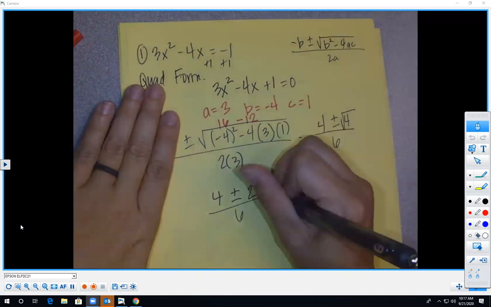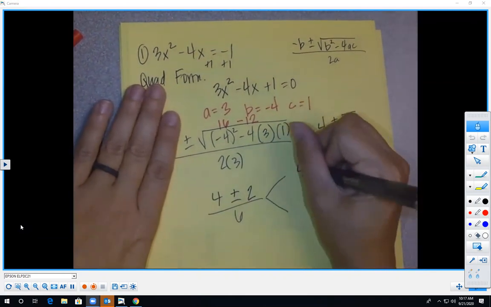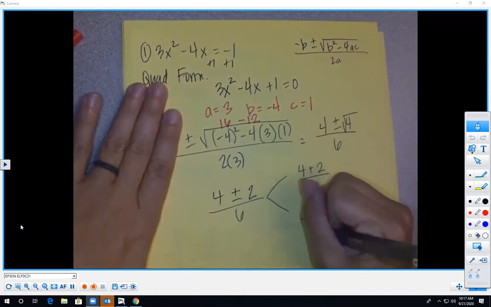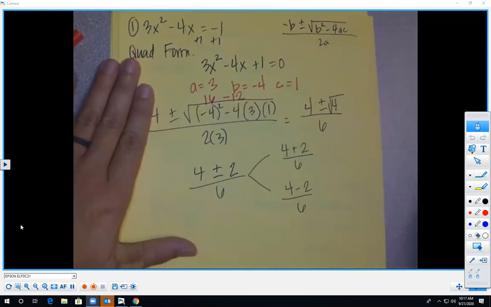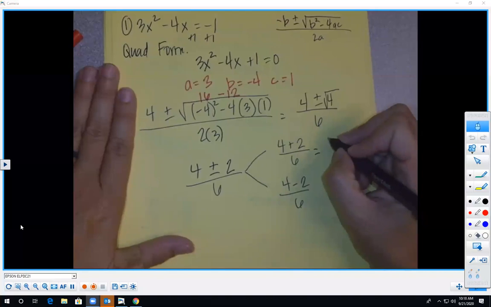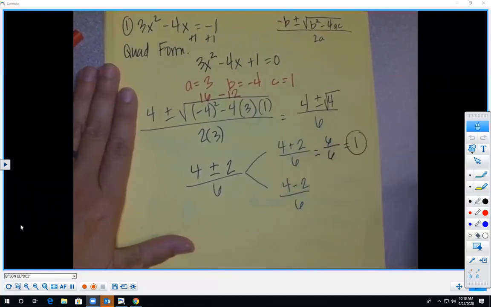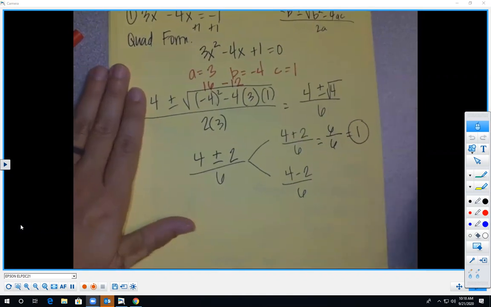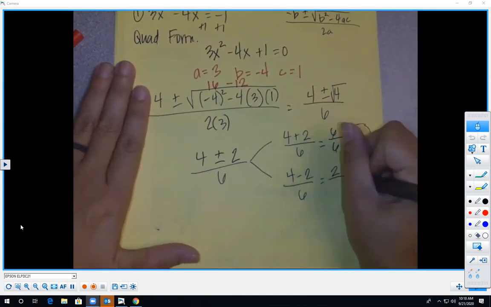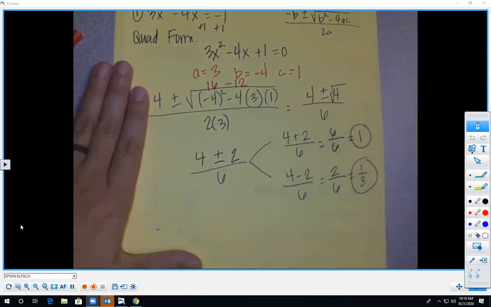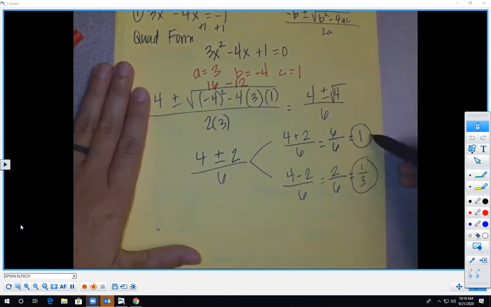And that's 2 problems right there. One of the problems is 4 plus 2 divided by 6. The other is 4 minus 2 divided by 6. 4 plus 2 is 6, and 6 divided by 6 is 1. 4 minus 2 is 2. 2 divided by 6 is 1/3. So there are your 2 answers.